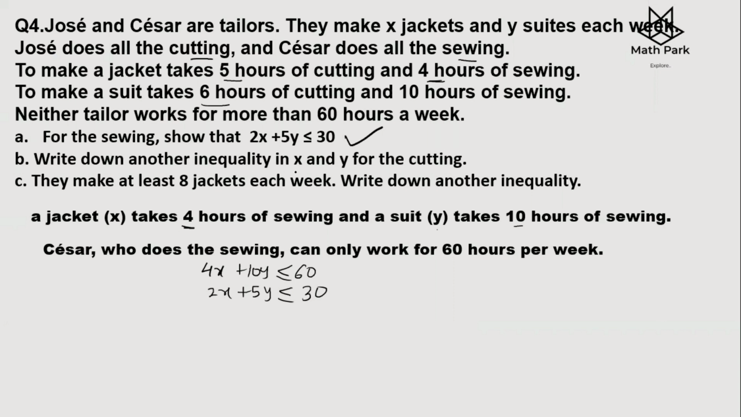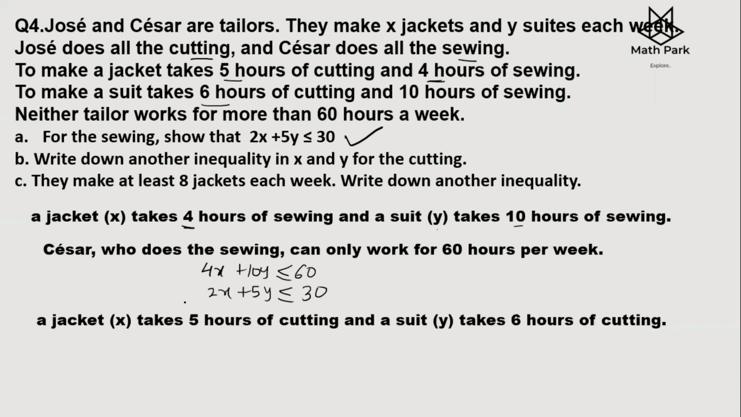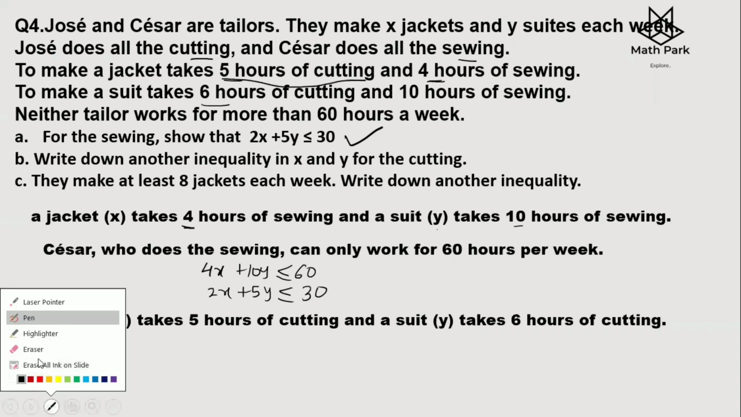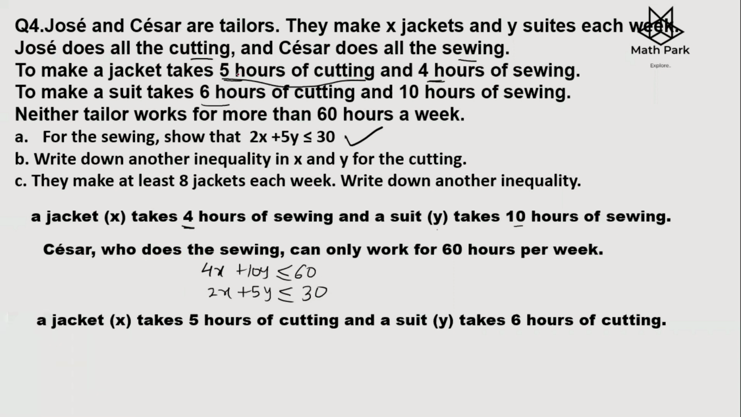Second, write down another inequality in x and y for cutting. Now for cutting, jacket x takes 5 hours of cutting, and suit y takes 6 hours of cutting. So 5 hours of cutting is 5x, and 6 hours of cutting for a suit is 6y, and neither tailor is working for more than 60, so 5x plus 6y is less than or equal to 60. This is our second inequality.